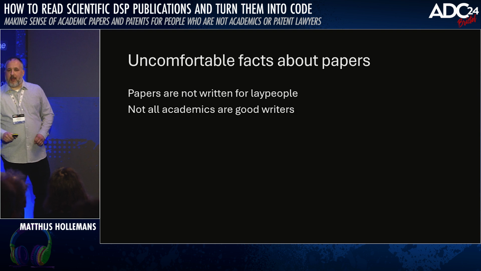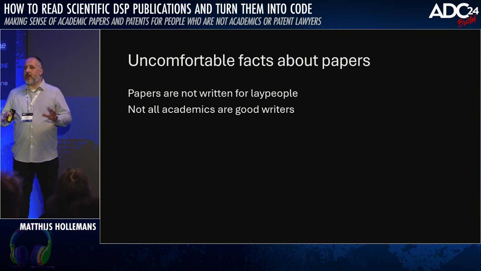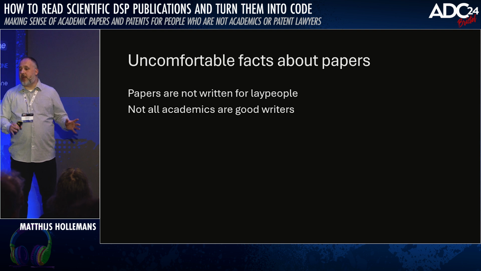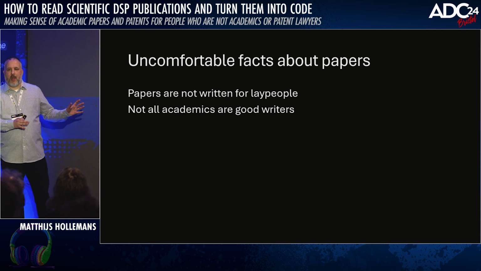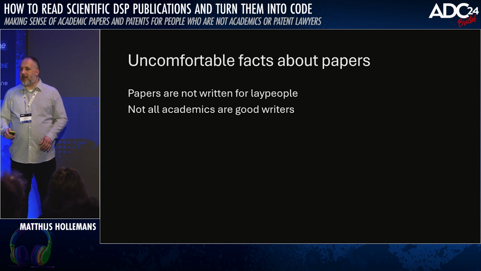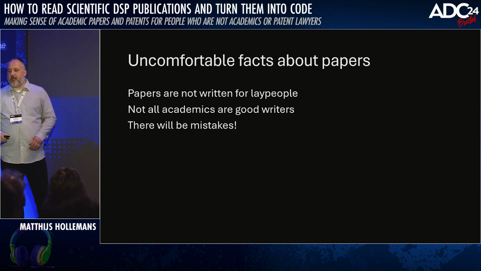Second of all, not all academics are good writers. Some papers are just not very clearly written, even if the ideas in the paper are pretty good. Like I said, there's lots of jargon, lots of formal language, typically lots of passive voice, sentences that are hard to follow. So if you're having trouble reading a paper, it might not be you, it might just be a badly written paper. Also, believe it or not, papers may contain mistakes.